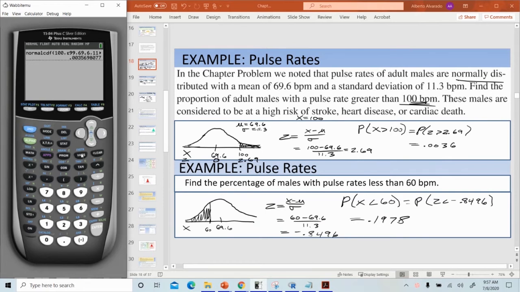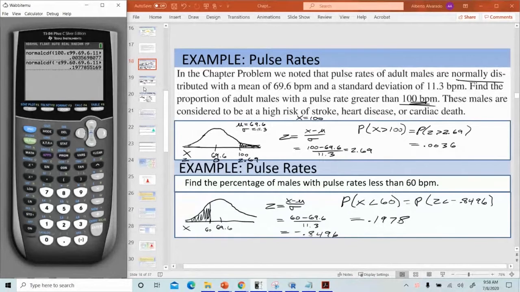Let's try the second question. Second vars, normal CDF. On that one, we're interested in that it's less than 60. So I'm going to do negative E 99, all the way to 60. And the mean is the same, and the standard deviation is the same as previous, so I'm going to leave those there. That's going to give me the left area, 0.1978. So that worked out.